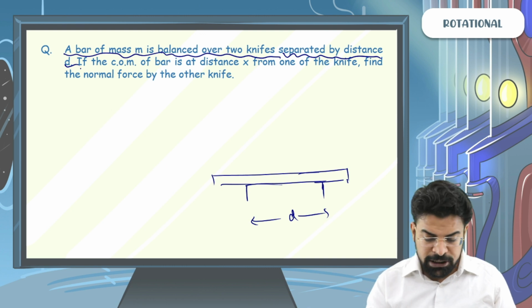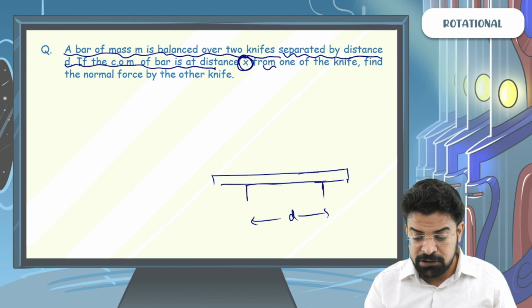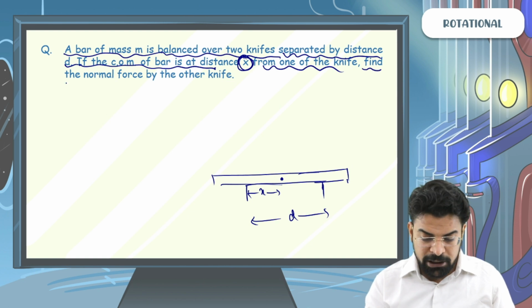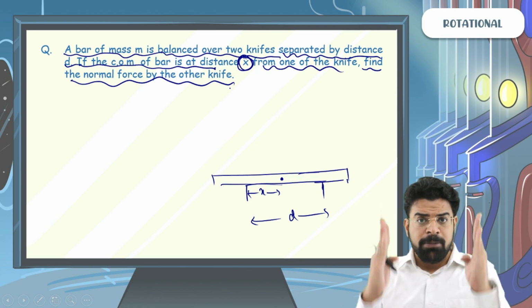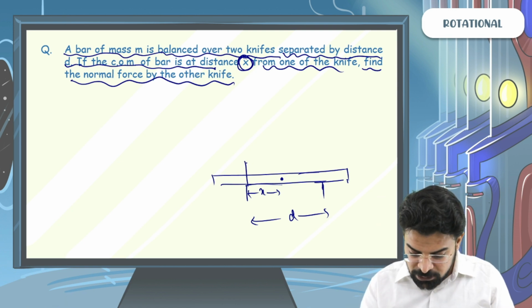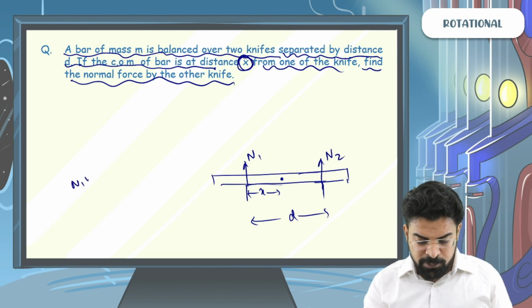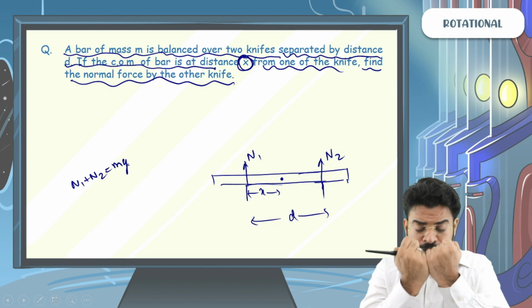Now the question is, if the center of mass of the bar is at distance x from one of the knives, find the normal force by the other knife. So these two knives must be applying some normal force. Let's say those normal forces are N1 and N2. From the force equation, I can say that N1 plus N2 has to be equal to mg. The sum of the normal forces has to be equal to the weight of the bar.